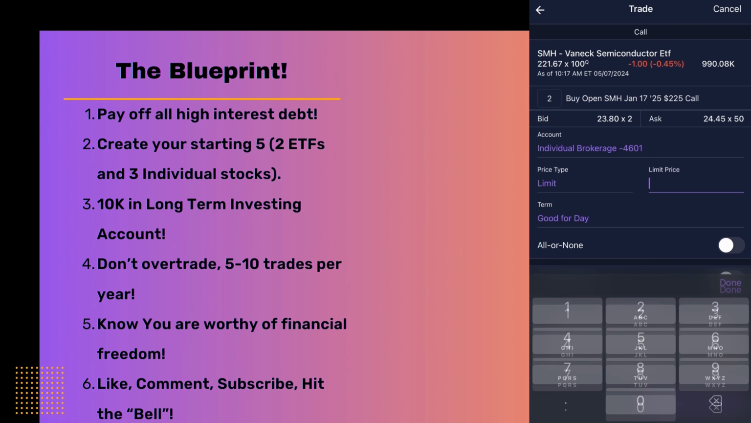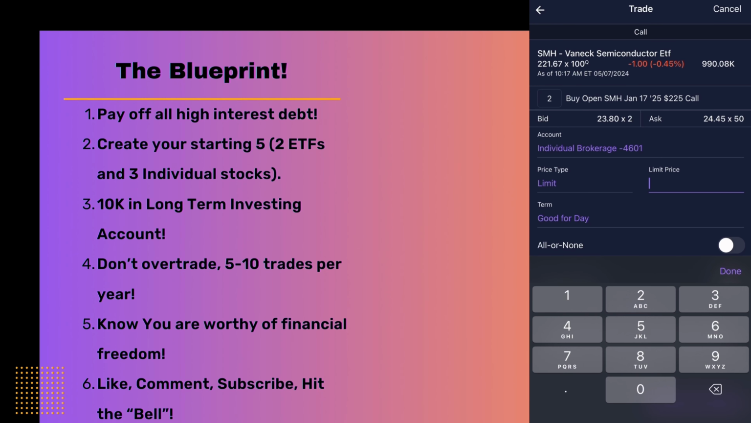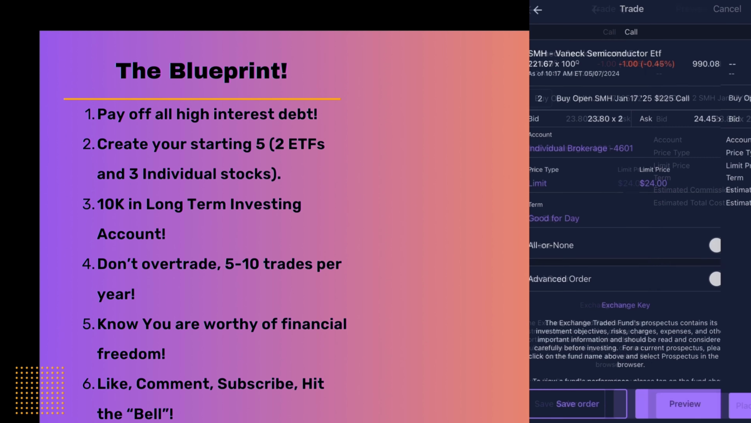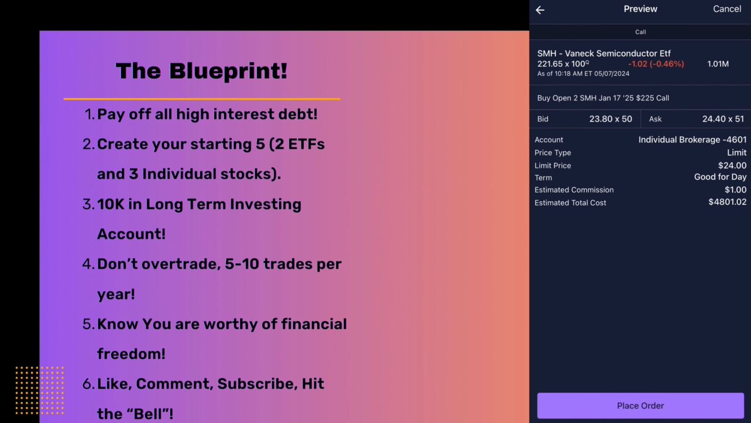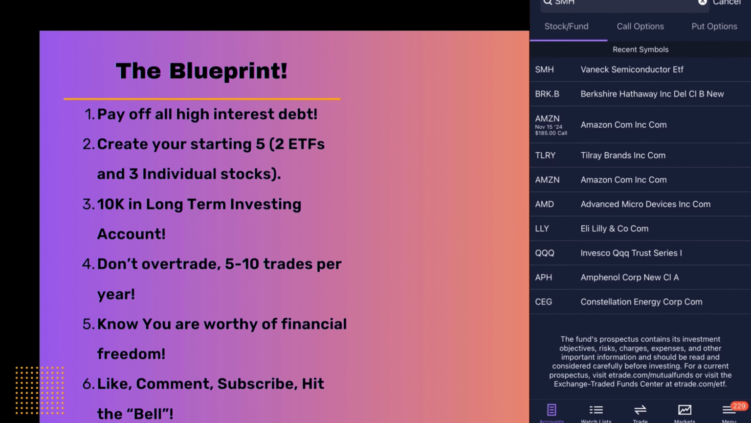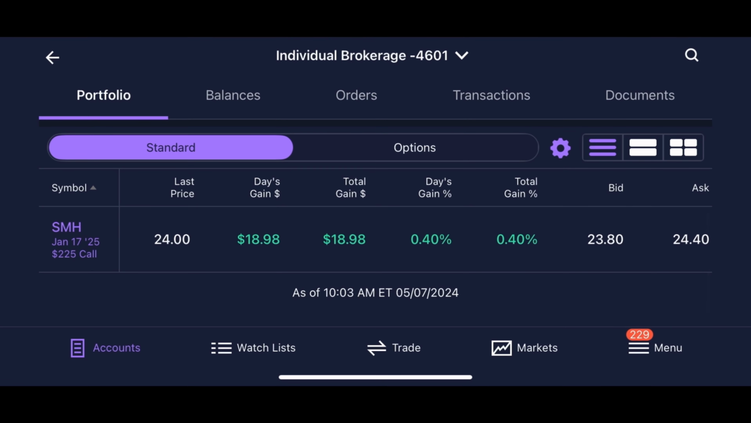If I were to put a market order, it would put me in right at the ask price, that $24.45. But I'm going to do a limit order so I can be more specific about what I'm picking. And I really want to get in this trade, so I'll go somewhere in between. So I'm going to go 24.00. And so remember, options are a multiple of 100, so you move the decimal over twice to the right to get what you're paying. And you look at the estimated cost, it's $4,800. You submit it, view the portfolio, and you can already see that we're up $18 from the jump.